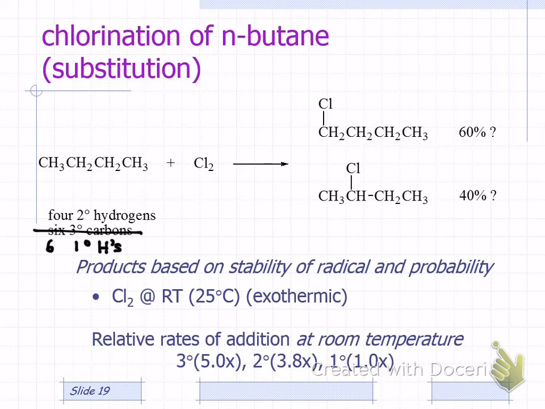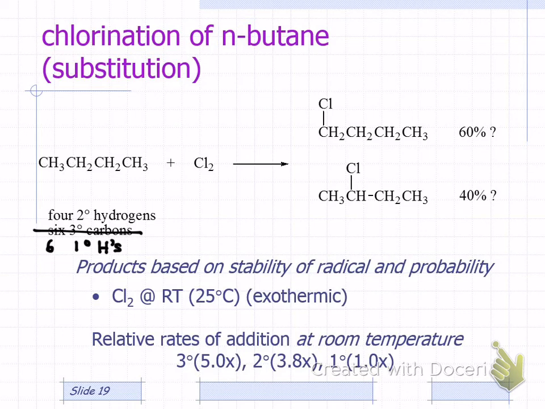And so what they usually do is they say, well, if a primary has a rate of 1, just arbitrary, no units, a relative rate of 1, secondaries are 3.8 times faster, tertiaries are 5 times faster. And that's based on the stability of the radical that's formed when the hydrogen abstraction takes place. There are some other factors, and we'll talk about that in the next couple of slides.